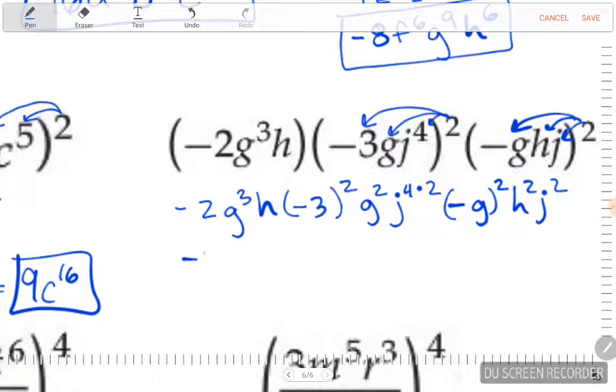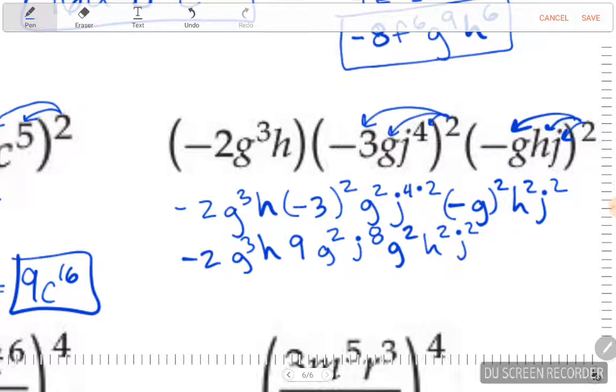I guess I'll do one more line like this. Okay, J cubed, H. -3 squared is going to be a +9. Got G squared. J to the 4 times 2 would be J to the 8th. -G squared. Negative times a negative is just going to be a positive, so that's just going to be regular G squared. H squared, J squared. Whew.